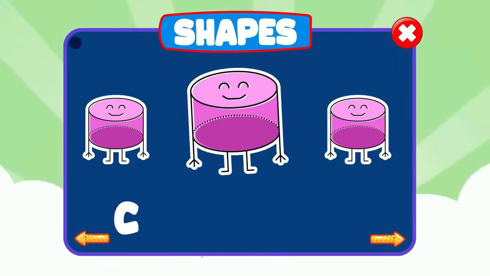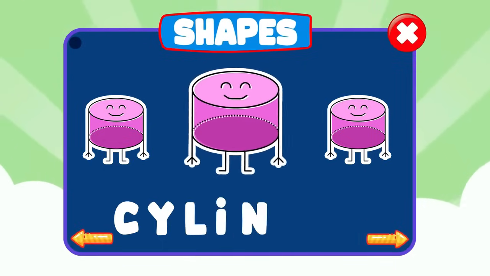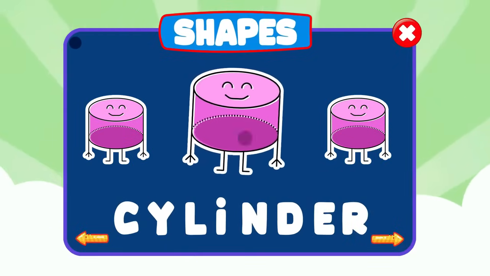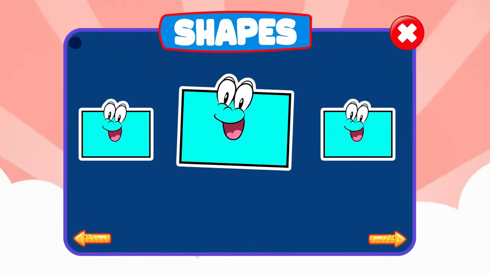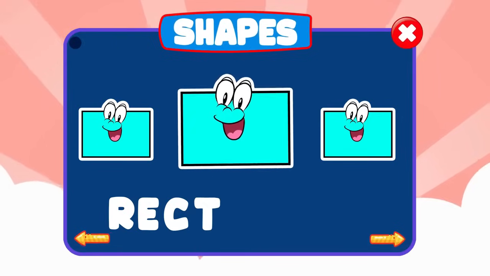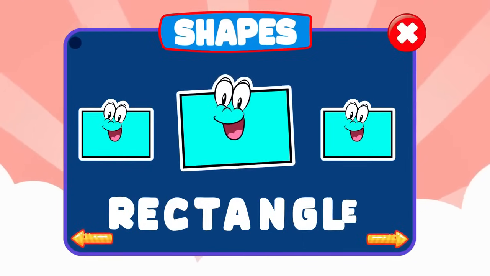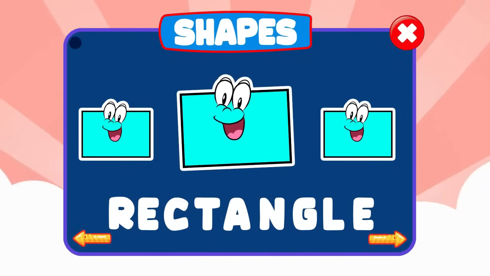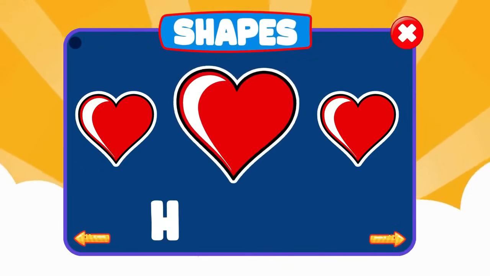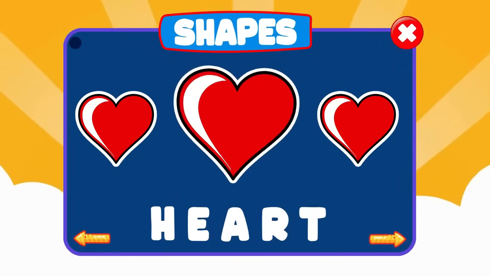Cylinder. C, Y, L, I, N, D, E, R. Cylinder. Rectangle. R, E, C, T, A, N, G, L, E. Rectangle. Heart. H, E, A, R, T. Heart.